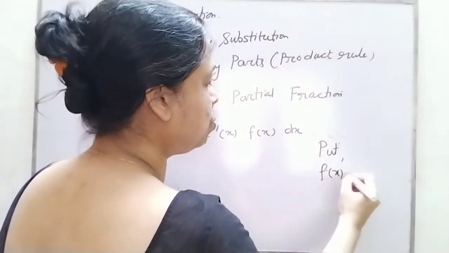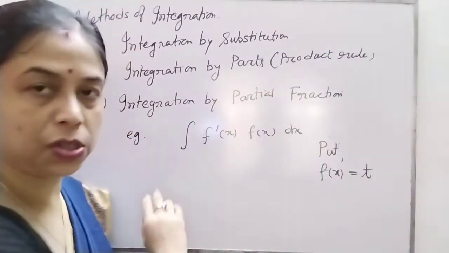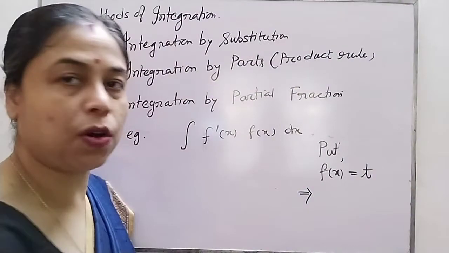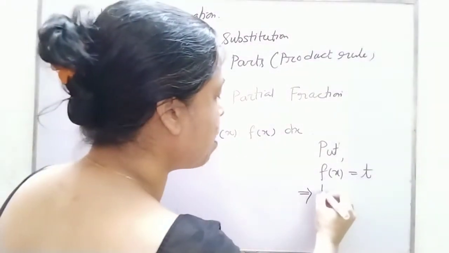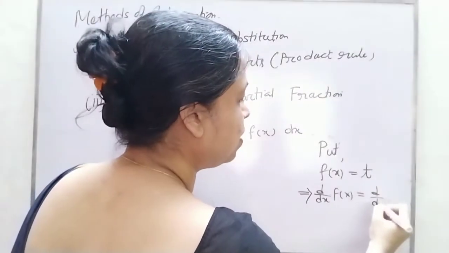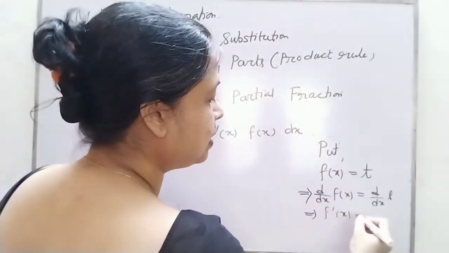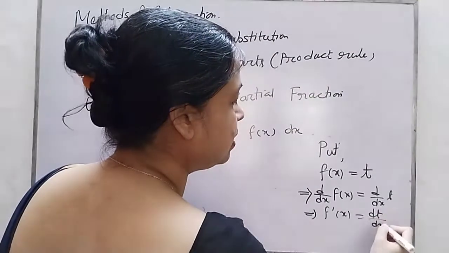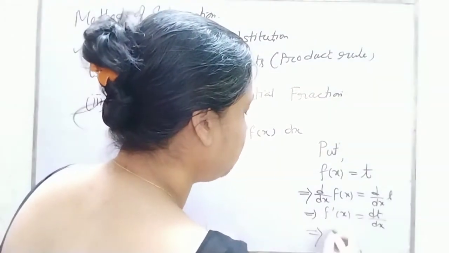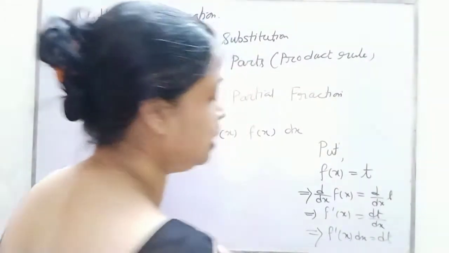That is, we have to put f x equal to a new variable, say I am going to use t. You can do it here also. Now you have to find out what is the value of f dash x dx. So for that purpose, take d/dx on both sides. d/dx of f x is equal to d/dx of t, and we know d/dx of f x is f dash x. This can be written as dt/dx. Now if I bring dx to the left side, it becomes f dash x into dx equal to dt.